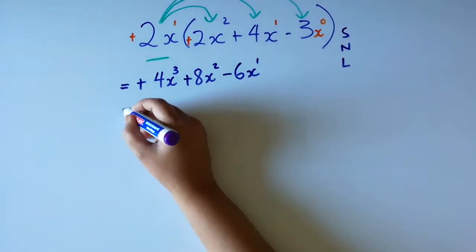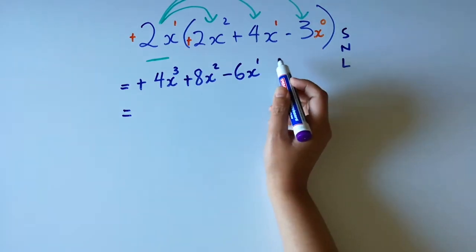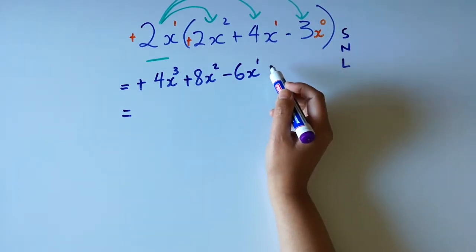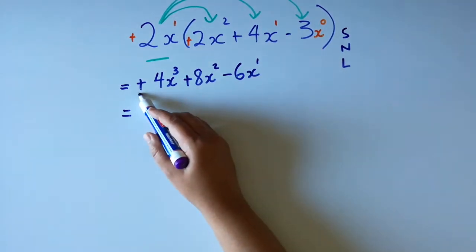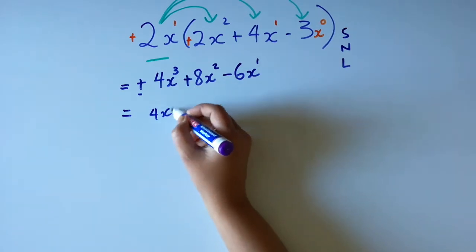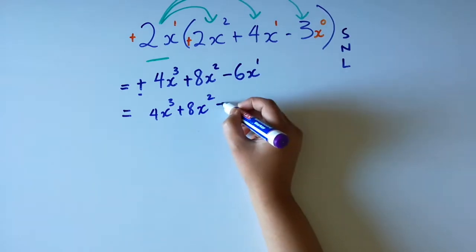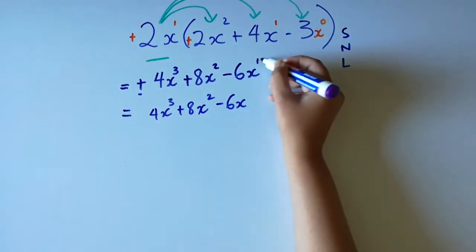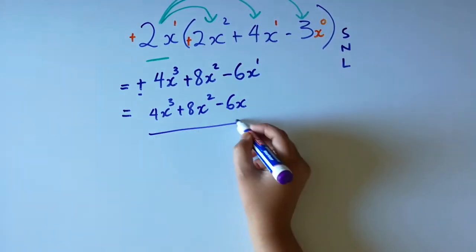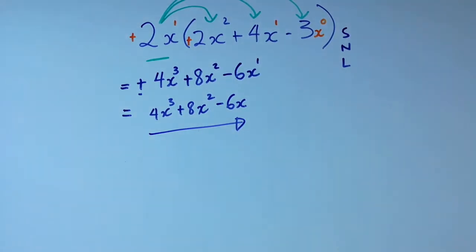I can write this answer without our invisible signs and numbers. So this plus here is invisible. So we have 4x cubed plus 8x squared minus 6x. This one is invisible. And that is your answer. Let's do another example.